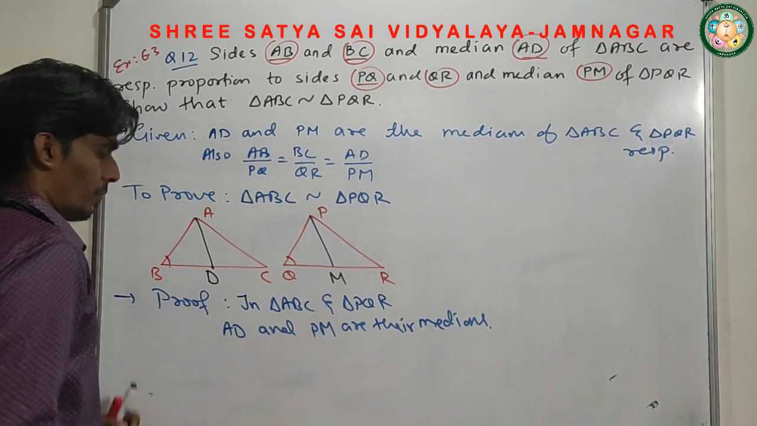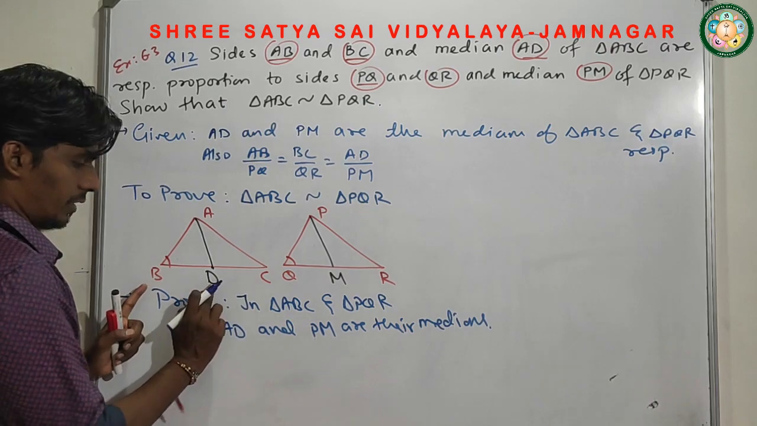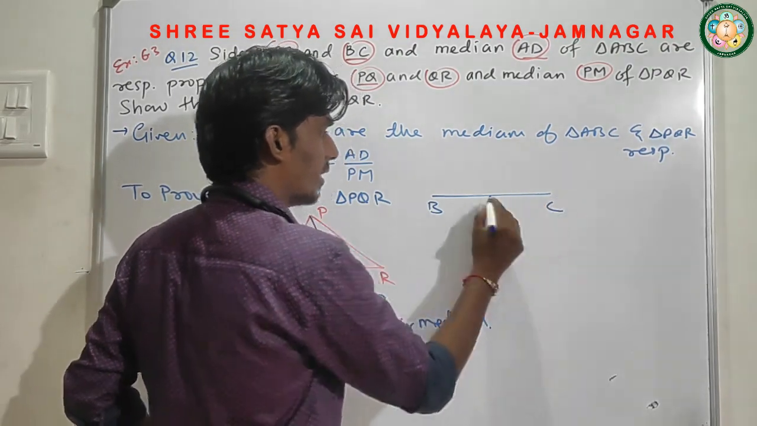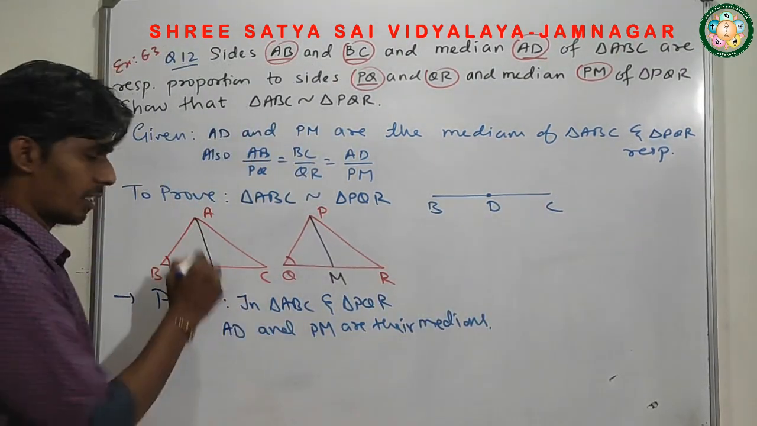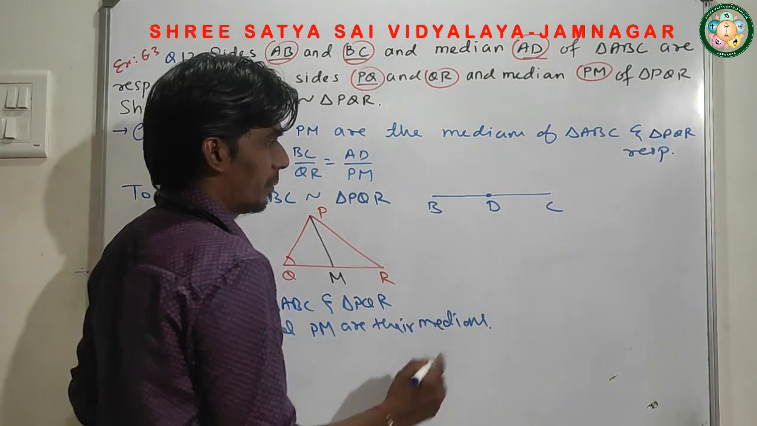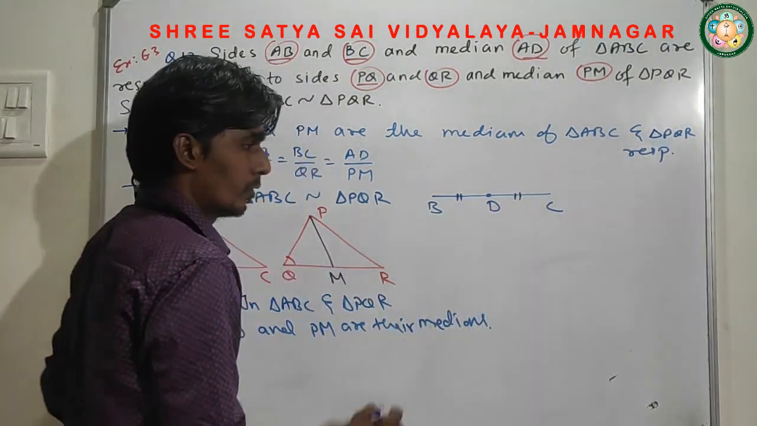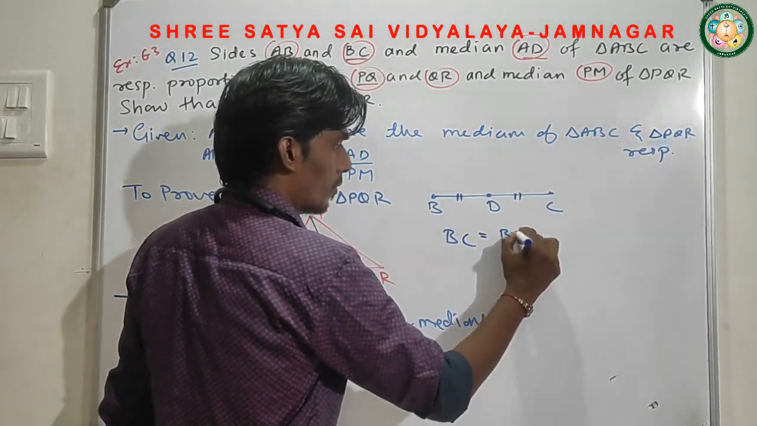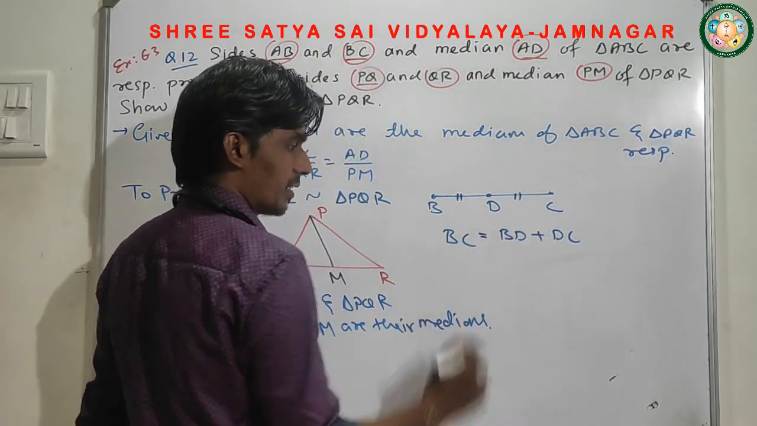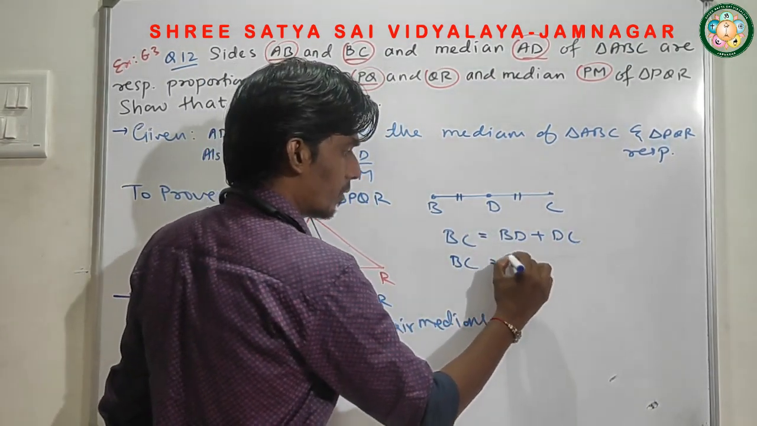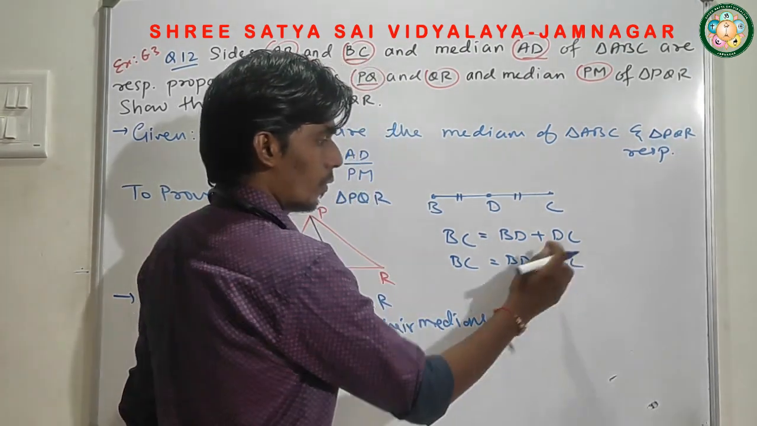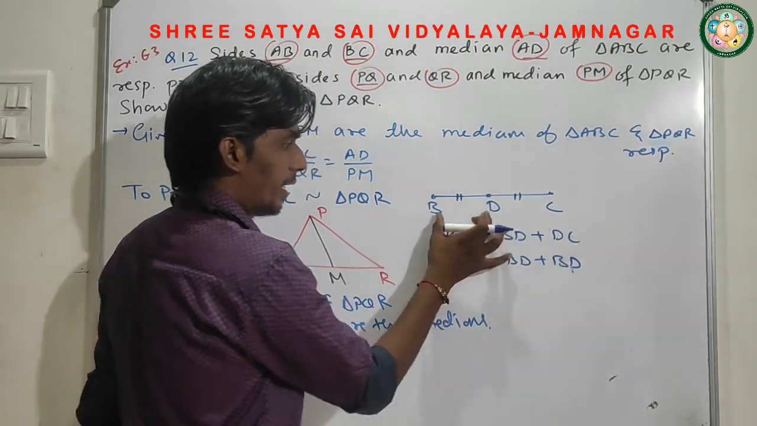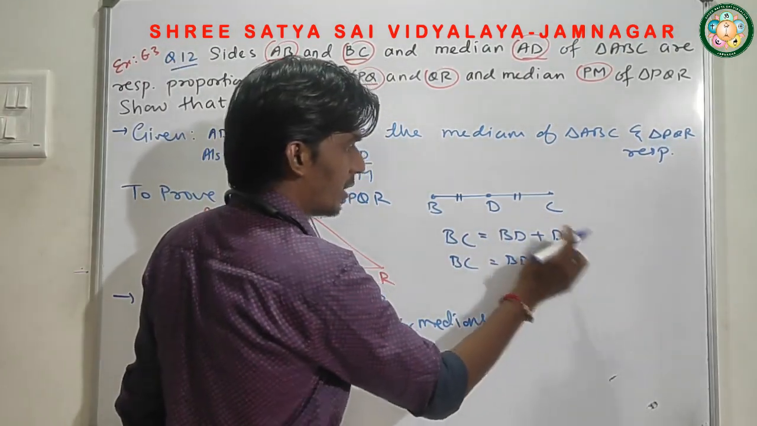So if it is a median, if D is the midpoint of BC, say this is B, D and C. If D is the midpoint, because it's a median, then definitely D is a midpoint. If D is a midpoint, I can say that BD is equal to CD. So what I'm going to write, this BC length, BC is equal to what? BD plus DC. So I can write BC is equal to what? BD plus BD. Why replace DC by BD? Now CD and BD both are equal. So I replace DC by what?